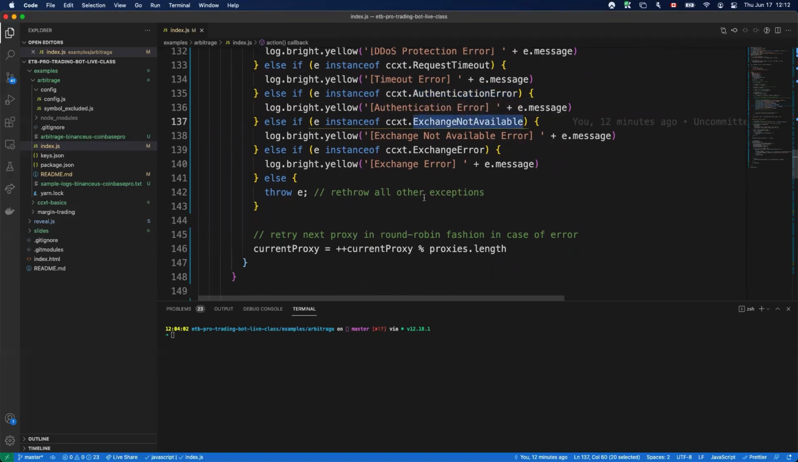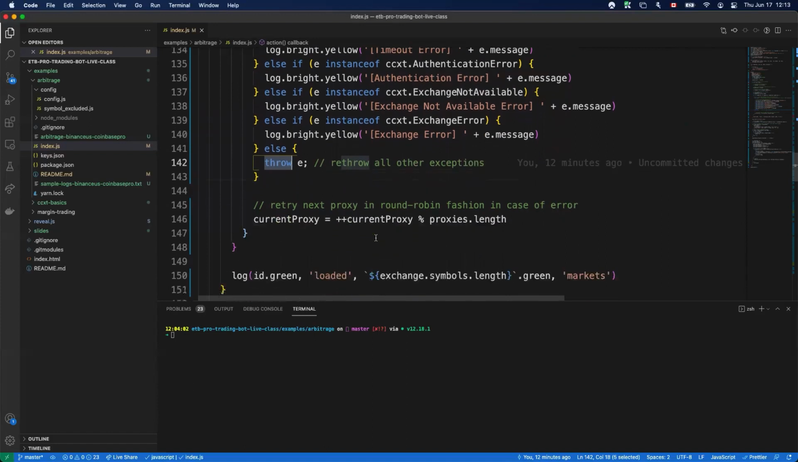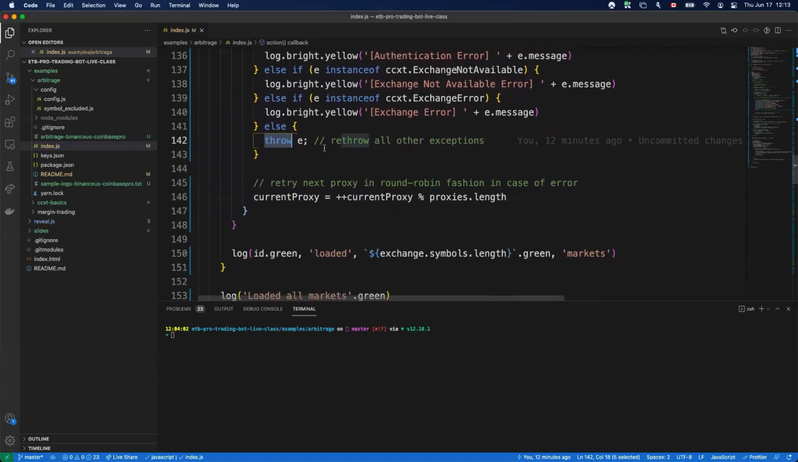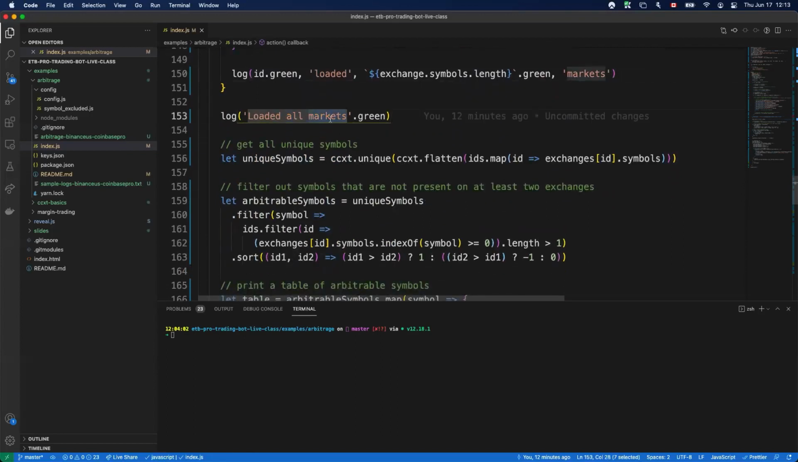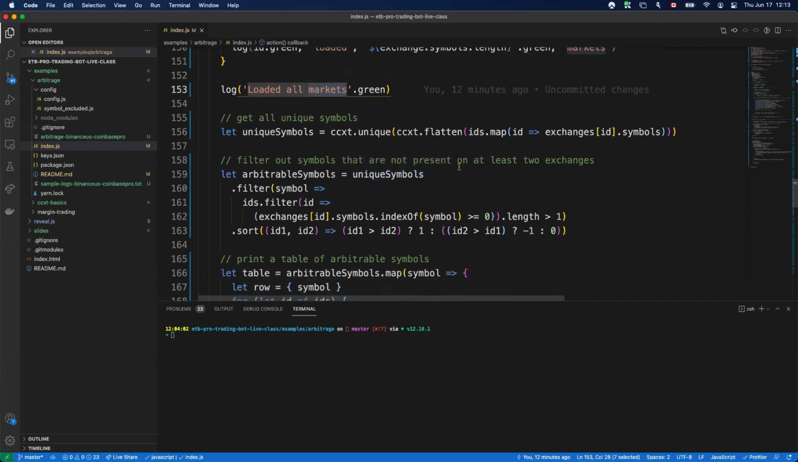And there are several other errors which will be thrown using line number 142. What happens is after the error is thrown, we're going to create another try as well. So all in all, there are 2 attempts that we made to fetch the market data. Once we have the market data, we're going to log a line which just displays that the market data is loaded, displayed in green color. After that, we're going to get all the unique symbols.